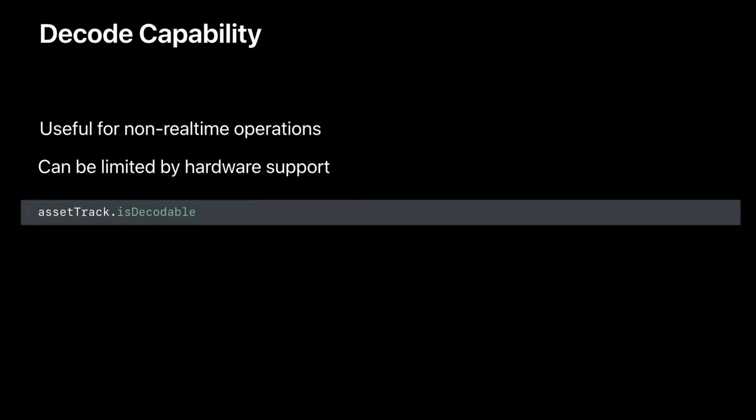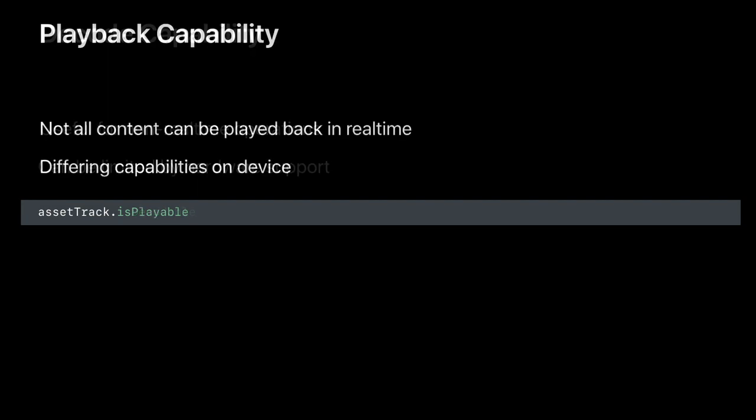We want to have you think about a couple things. So the first is about decode capability. If you're asking the question, is there a decoder on the system that can handle this content, this API is for you. This is useful for non-real-time operations like sharing or image generation, and it can be limited by hardware support. So not all of our hardware decoders support every frame size. Now, the more important question is about playback capability.